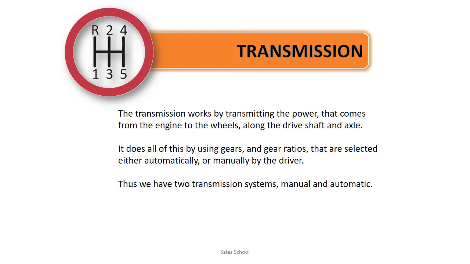The transmission works by transmitting the power that comes from the engine to the wheels, along the drive shaft and axle. It does all of this by using gears and gear ratios that are selected either automatically or manually by the driver. Thus we have 2 transmission systems, manual and automatic.